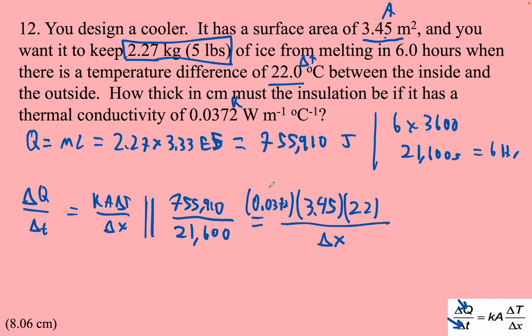So this is our K, this is our area, this is our difference in temperature, this is our Q, and this is the time it takes to flow. So I'm going to calculate that right side: 0.0372 times 3.45 times 22, and then I'm going to divide by the whole left side. So I'm going to go parentheses 755,910 divided by 21,600.